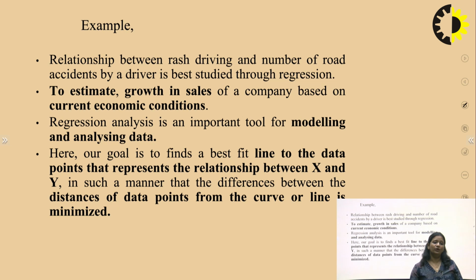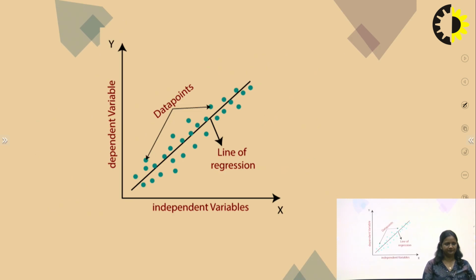So the goal of regression is to find a best fit line to the data points that represent the relationship between x and y. Suppose we have given our dependent and independent variables, so we have to represent them in case of regression. We have to find the best fit line to the data points in such a manner that the distances between the data points and the curve are minimized.